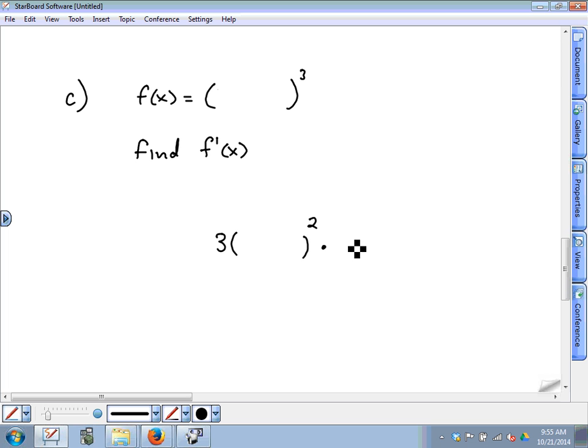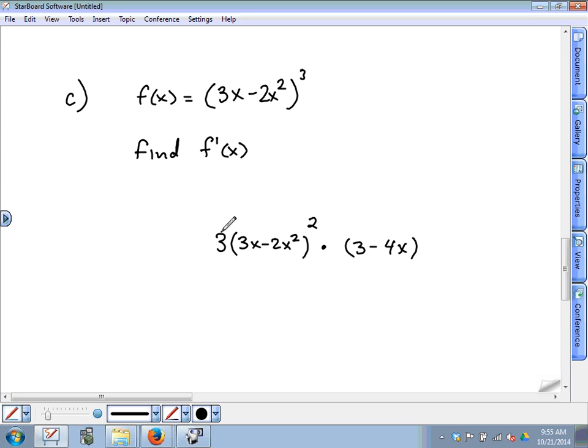But now you have to multiply that by the derivative of what the inside function was. So what was the inside function? It was 3x minus 2x squared, so we have 3x minus... So this is the derivative of the outer function. Now we multiply that by the derivative of the inner function, which is 3 minus 4x. We just leave it like that.